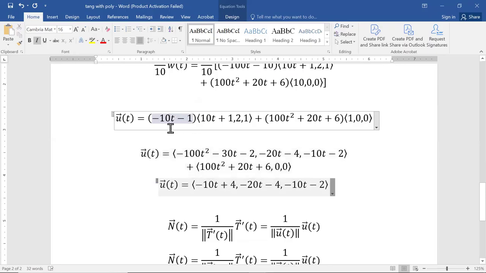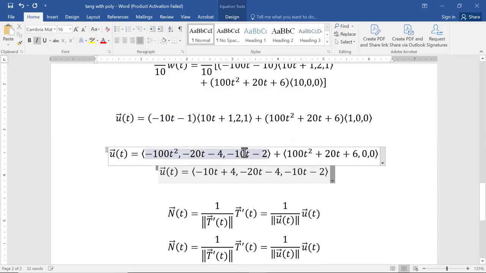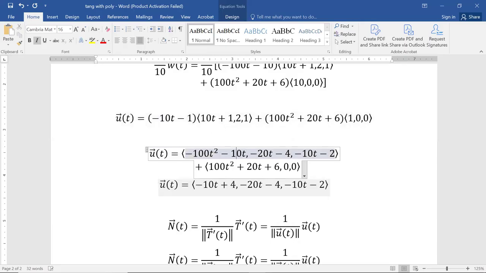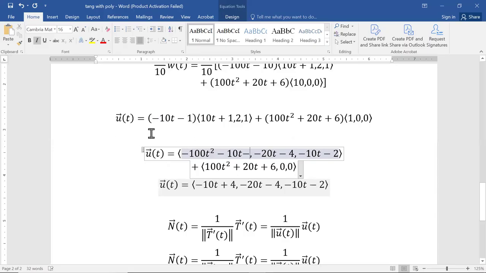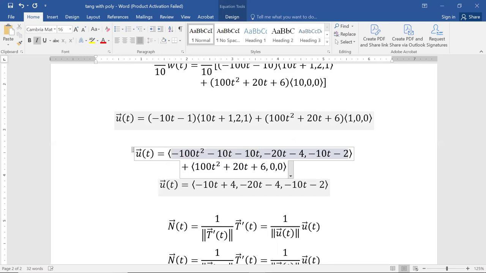When I distribute that, it turns out negative 10t minus 1 times positive 10t plus 1. That gives me a new x component. That would give me negative 10t times 10t, which gives me negative 100t squared. Negative 10t times 1 gives me minus 10t. Negative 1 times 10t gives me another minus 10t. And then minus 1 times 1 gives me a minus 1.